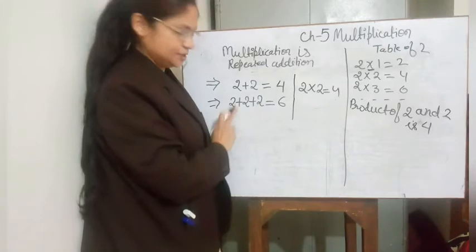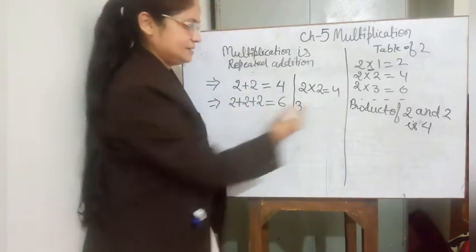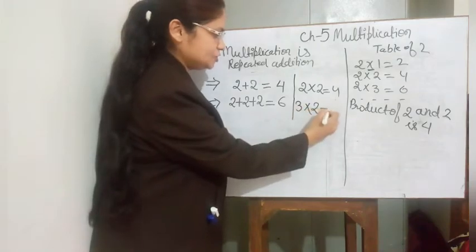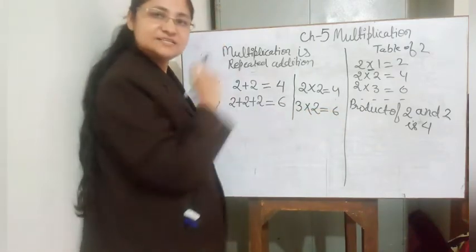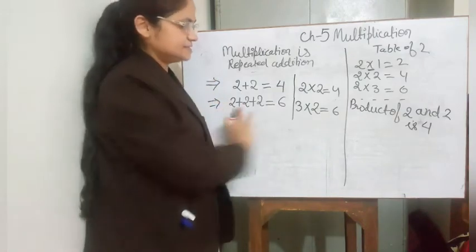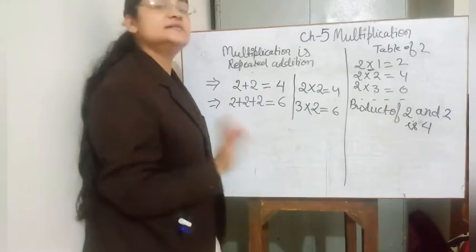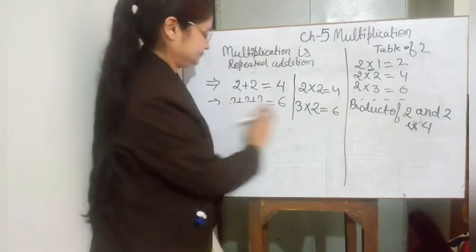And here 2 is repeated 3 times. So I will write 3 multiplied by 2, 6. We are getting the same answer. Let us see some more examples.